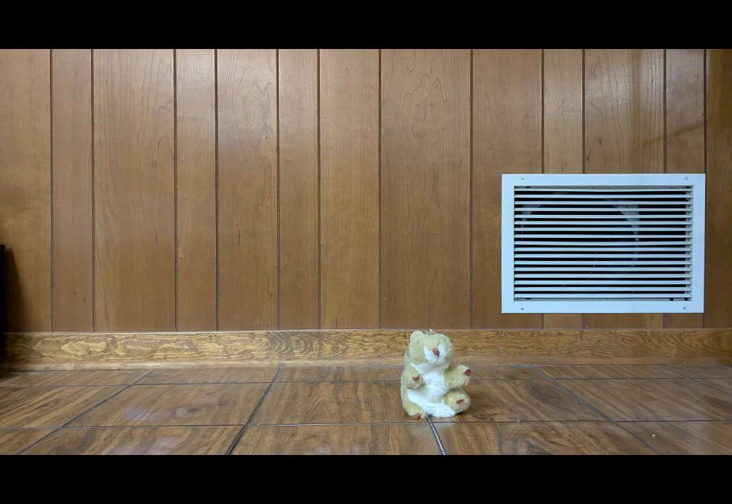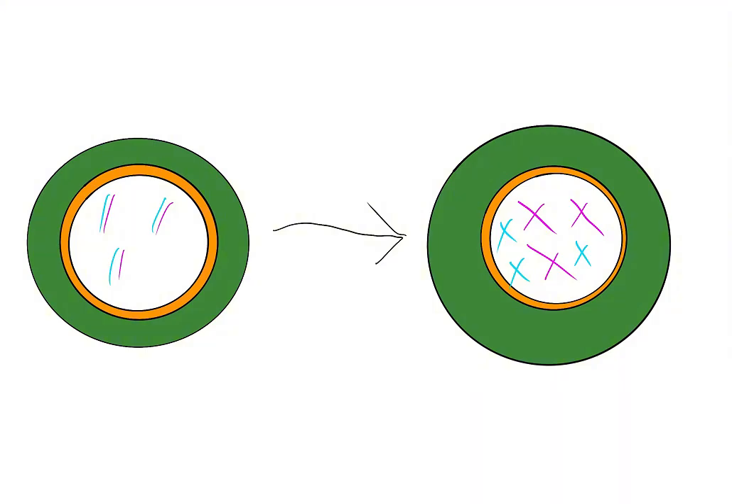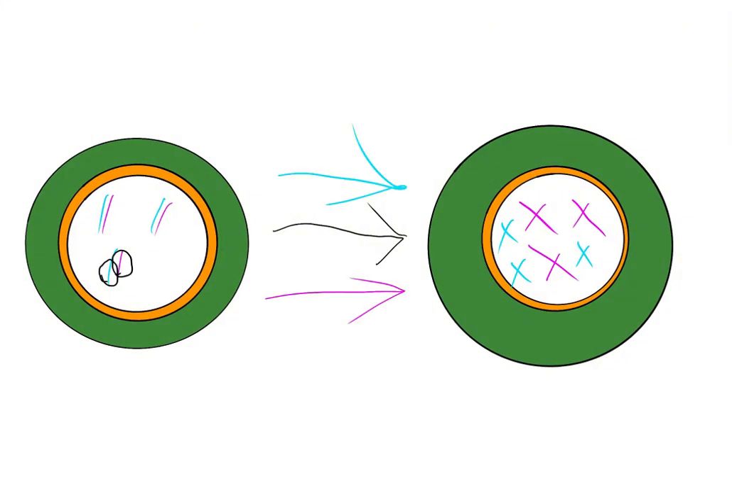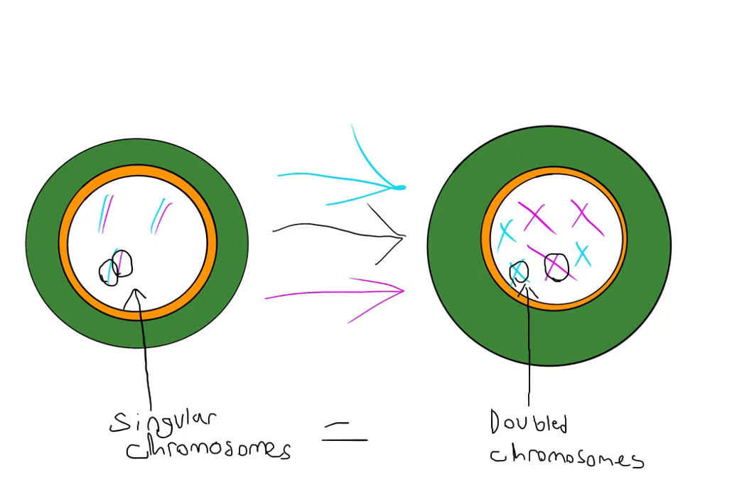Hello class, today I am going to be teaching you about the S phase, aka DNA synthesis. This is where you will learn to replicate your DNA so you will be ready to divide later on. First of all, you have to duplicate your singular chromosome so it becomes 2 identical sister chromatids inside your nucleus so you can divide later on in mitosis.